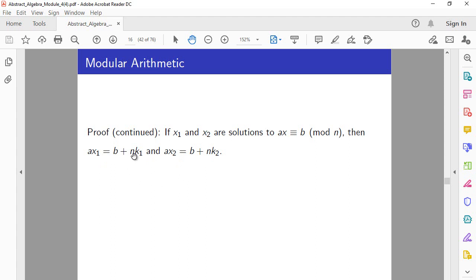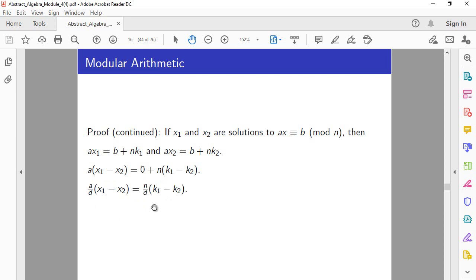Okay, so let's subtract the second equation from the first. If we do that, we get ax1 minus ax2, which can be written as a times x1 minus x2. And then when we subtract, we get nk1 minus nk2, which is n times k1 minus k2, because b cancels out. So we see that a times x1 minus x2 is n times k1 minus k2. Now I'm going to divide both sides by d. And if I divide both sides by d, this is what we get.